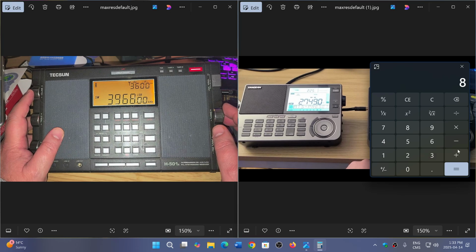Now, the lower voltage of the Tecsun plays against it in battery life. And once again, let's do the math. We've got a 3.7 volt lithium-ion battery, and it's 3 watts. So 3 divided by 3.7 volts equals 0.810, which means 810 milliamps at worst case scenario, full volume.